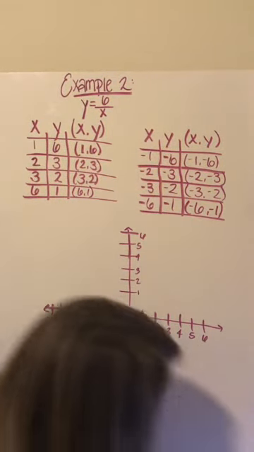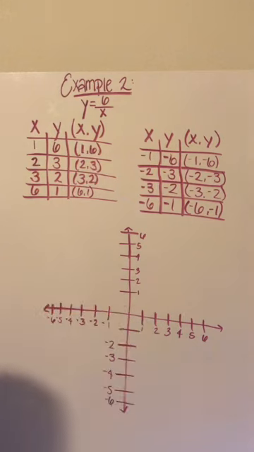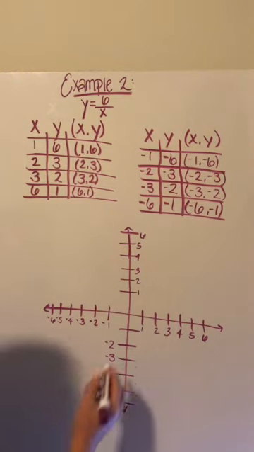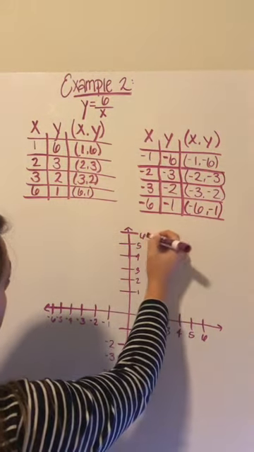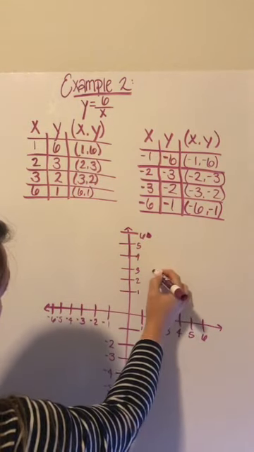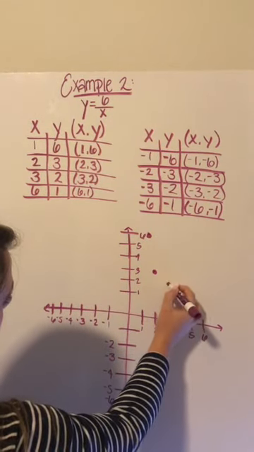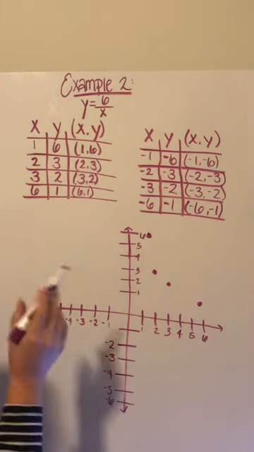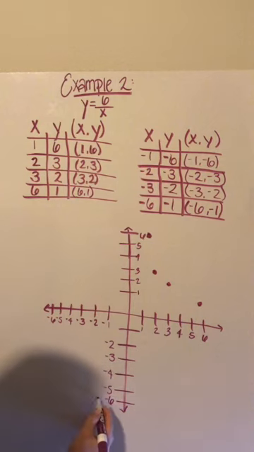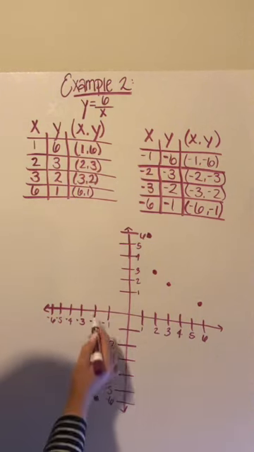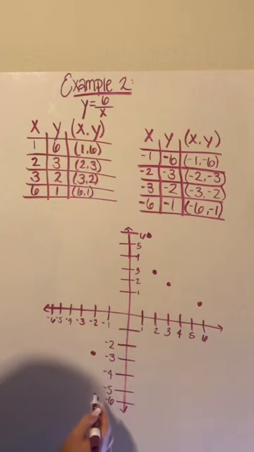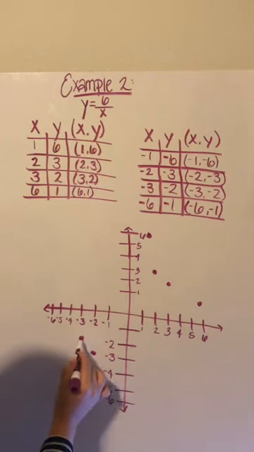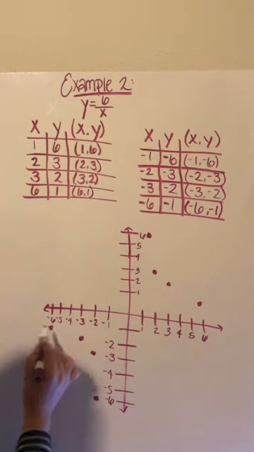So we will plot them onto our coordinate plane, and obviously yours will look a lot nicer because I'm not doing this on graph paper. So our first coordinate we will plot is 1, 6. The next one is 2, 3. The next is 3, 2. And the last is 6, 1. We move over to our negative values. We have -1, -6. We have -2, -3. We have -3, -2. And we have -6, -1.